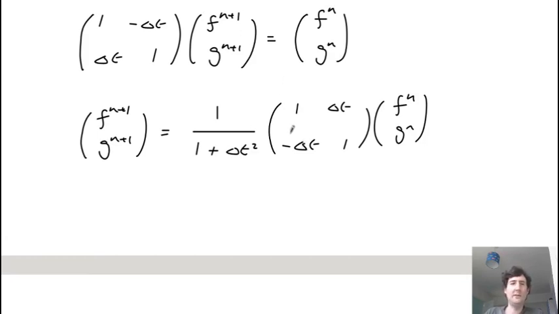If you multiply out these equations, this matrix here, for example, this part here, this is the same as the forward Euler method, because this just says that fn plus 1 is fn plus delta t times gn, and the same for gn plus 1, which is just gn minus delta t times fn. So this is basically the forward Euler.